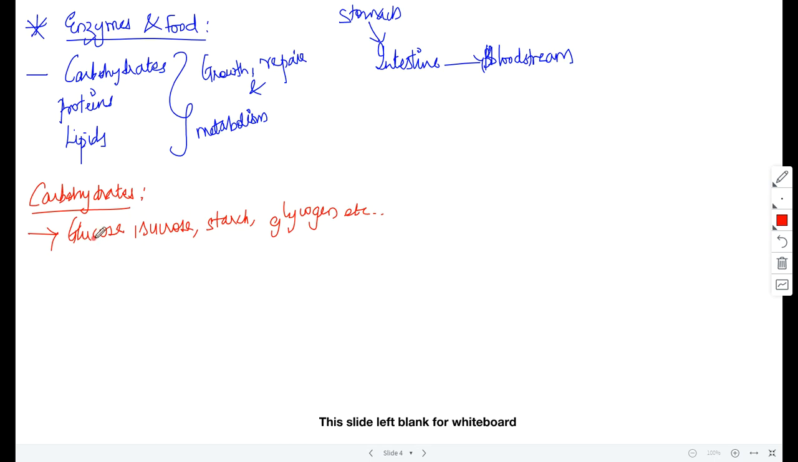Wait, what does the second one say? Sucrose. What is sucrose? A type of sugar. This is the basic table sugar which we use. So these are the carbohydrates.